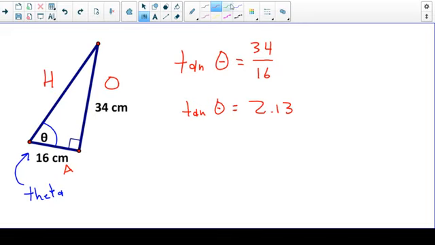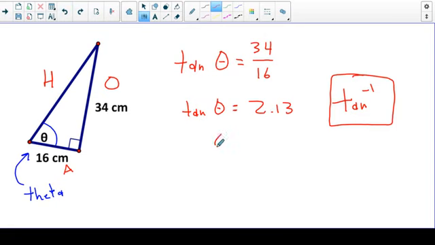So what I really need to do to finish up this problem is to get rid of the tangent. I need to get the variable here, the theta, by itself. So how can you get rid of tangent? If you look at your calculator, you might notice that you have an inverse tangent button. It looks kind of like this. So this is the button I need to use. I need to type in 2.13 and figure out the inverse tangent so I can cancel that out.